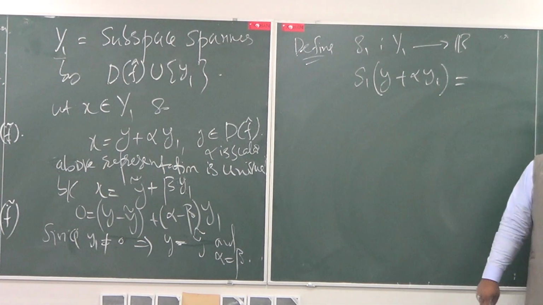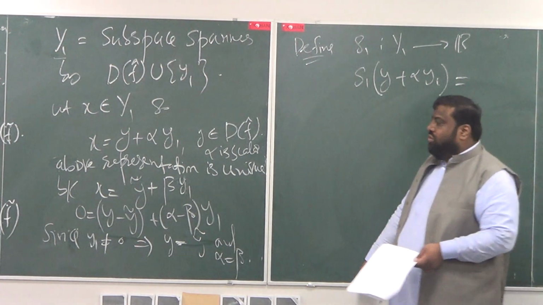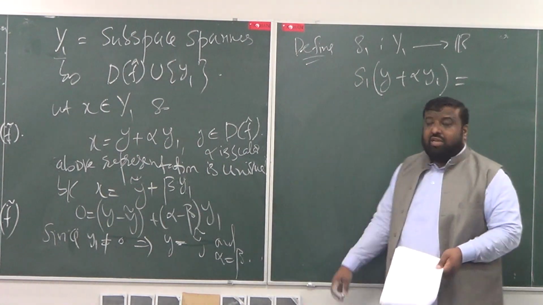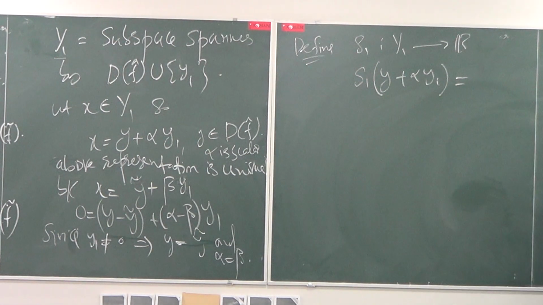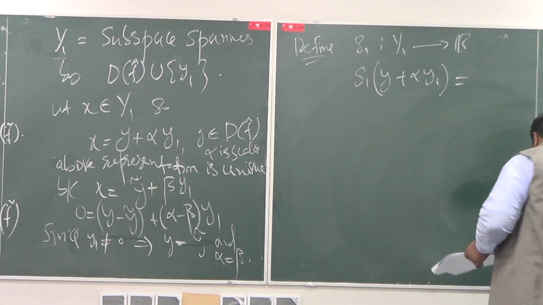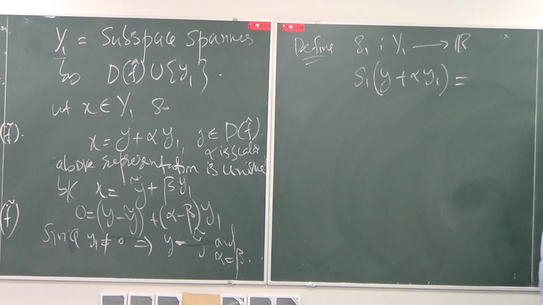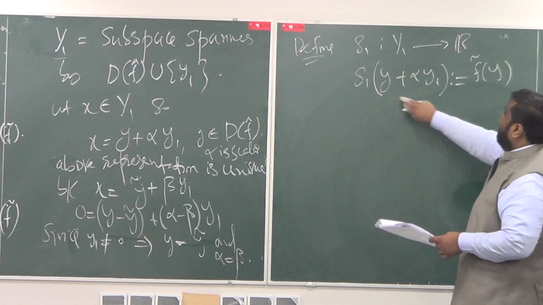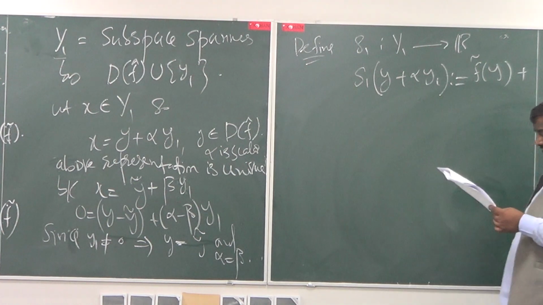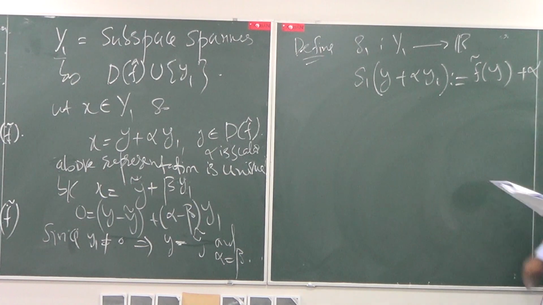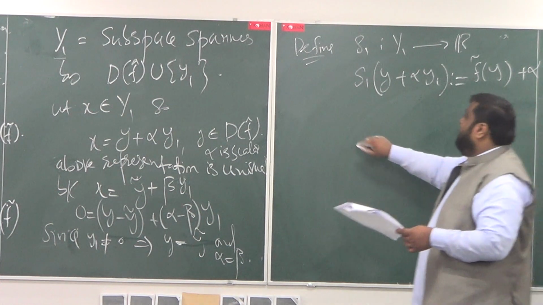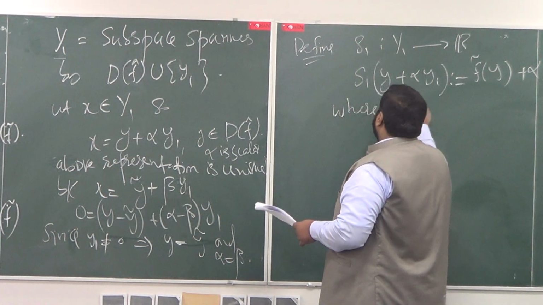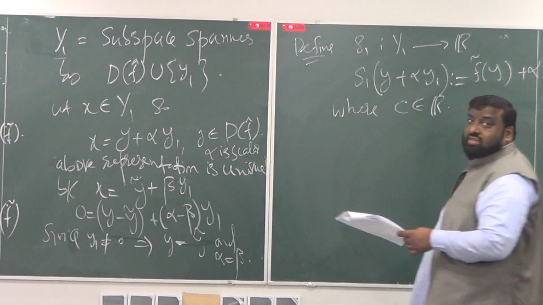So why was there an emphasis on showing that the representation must be unique? Because then I can talk about this well-defined thing. So what would that be? The definition of this is that we operate f tilde on y plus alpha times c, where c is some fixed real number.